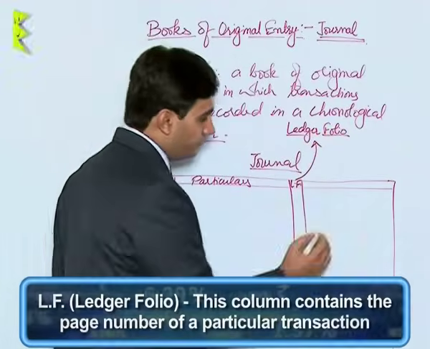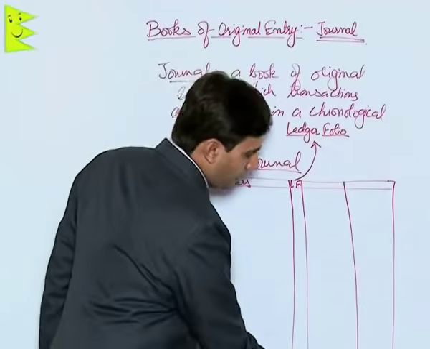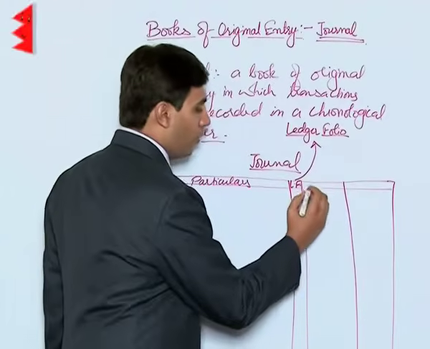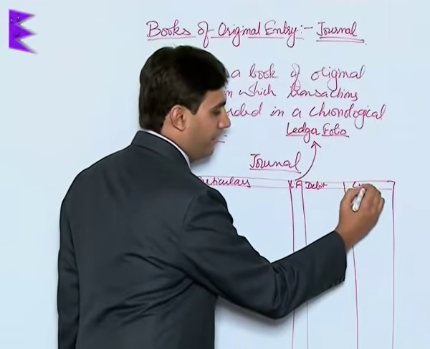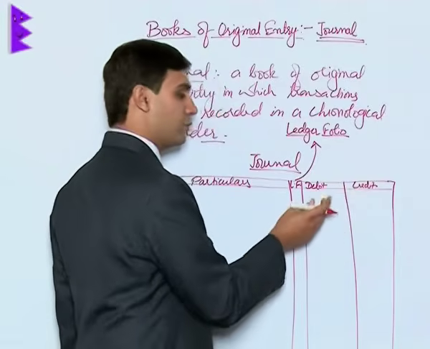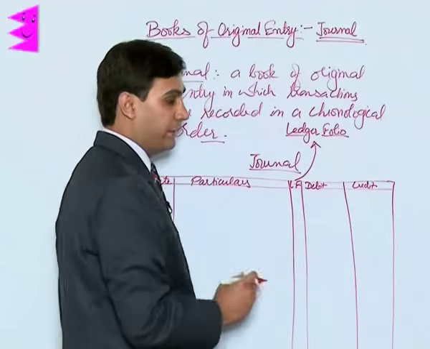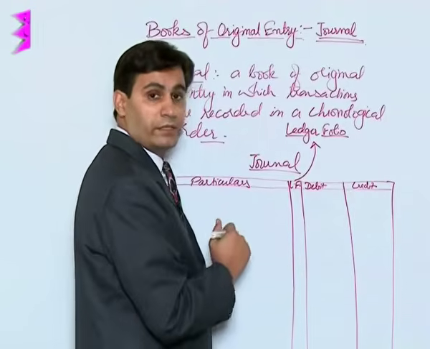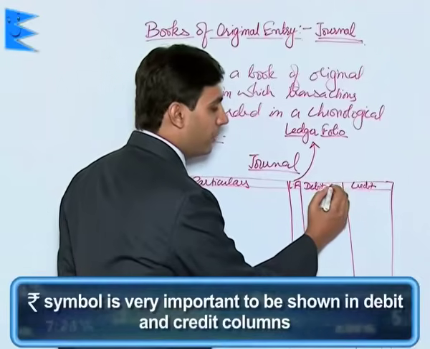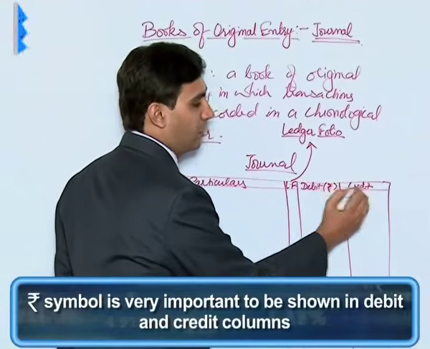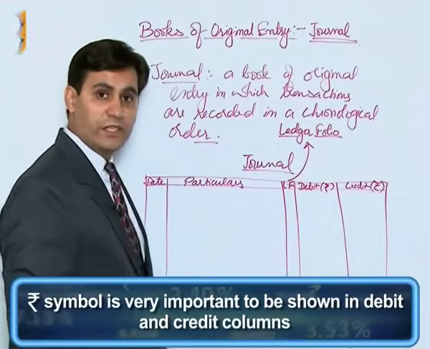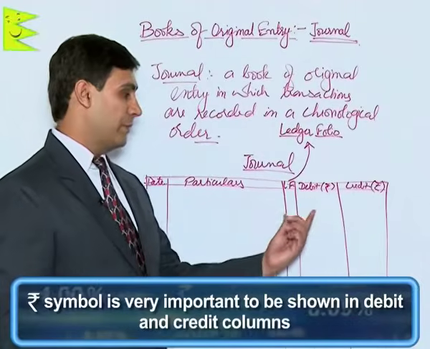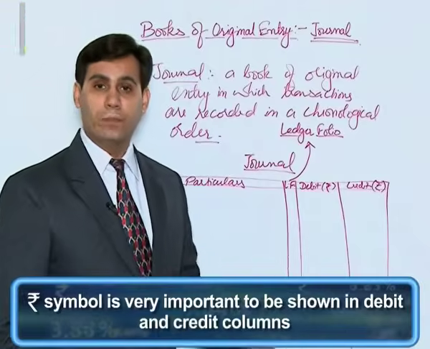Then there are two columns for amounts. One is debit and credit. The debit amounts would be recorded in the debit column and the credit amounts would be recorded in the credit column. Do not forget to mention the rupee sign here, since these are amounts. These are not just figures, these are amounts, so it must be mentioned with the sign of rupee.